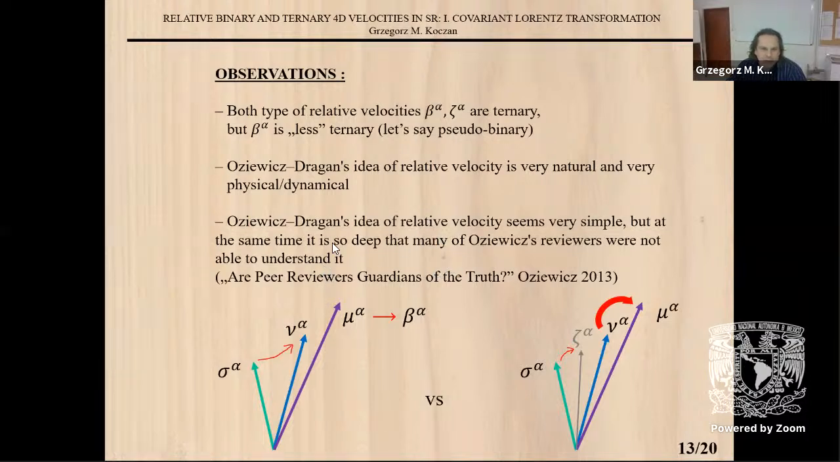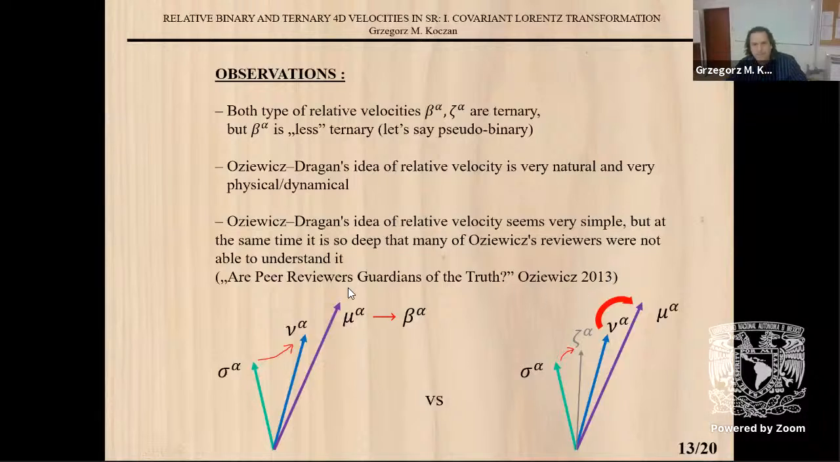Yes, this concept, ternary velocity, seems simple, but at the same time is so deep that many Oziewicz reviewers were not able to understand it. Our peer reviewers were guardians of the truth.